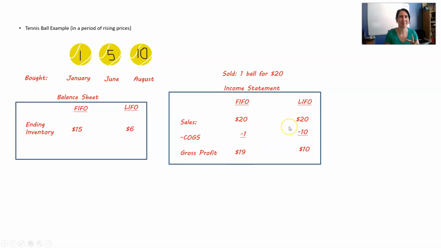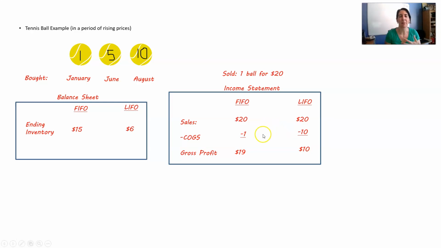LIFO doesn't really have a good comparison. The only thing I could think of, honestly, was like a rock quarry, right? If you have a giant rock quarry and a huge pile of stone, if you ever had to go buy stone for some reason, what they do is they take right off the top the most recent stone. So it's kind of like LIFO.